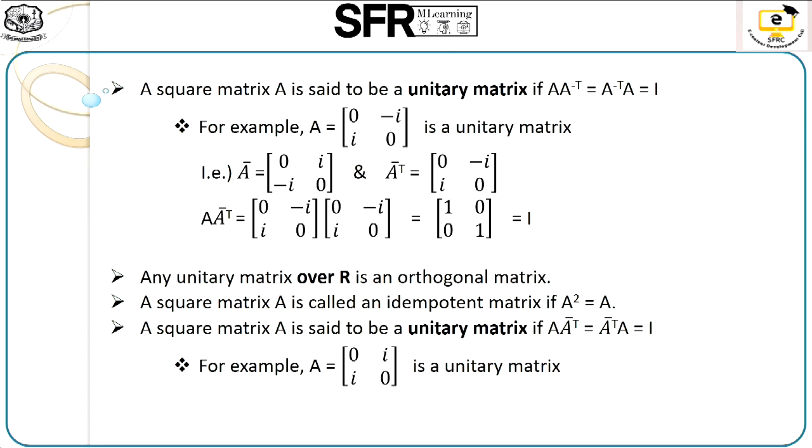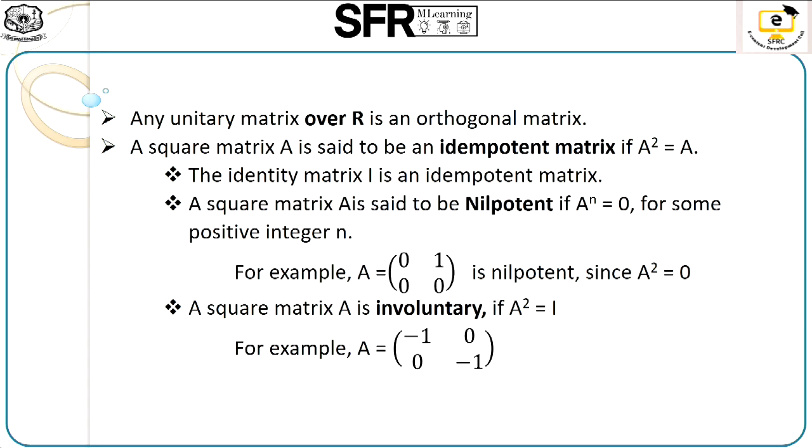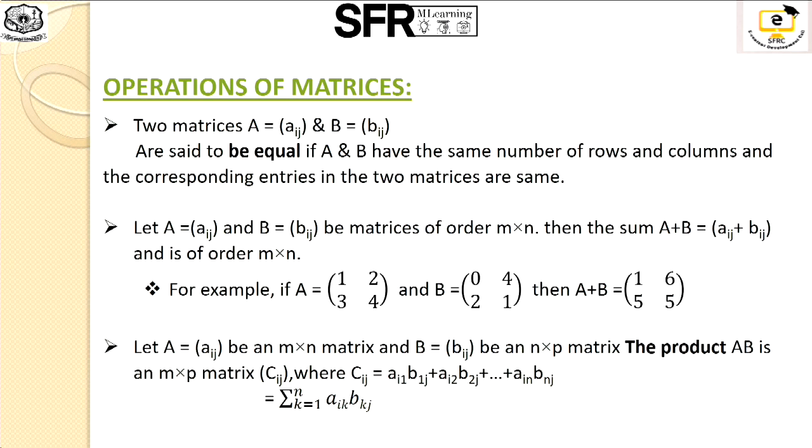The unitary matrix over R is always an orthogonal matrix. A square matrix is said to be idempotent if A squared equals A. A square matrix is said to be unitary, that is, A bar... again the definition is repeated, we can omit it. And for a unitary matrix, the properties are again repeated, we can omit them. Then involutory, when do you say that?